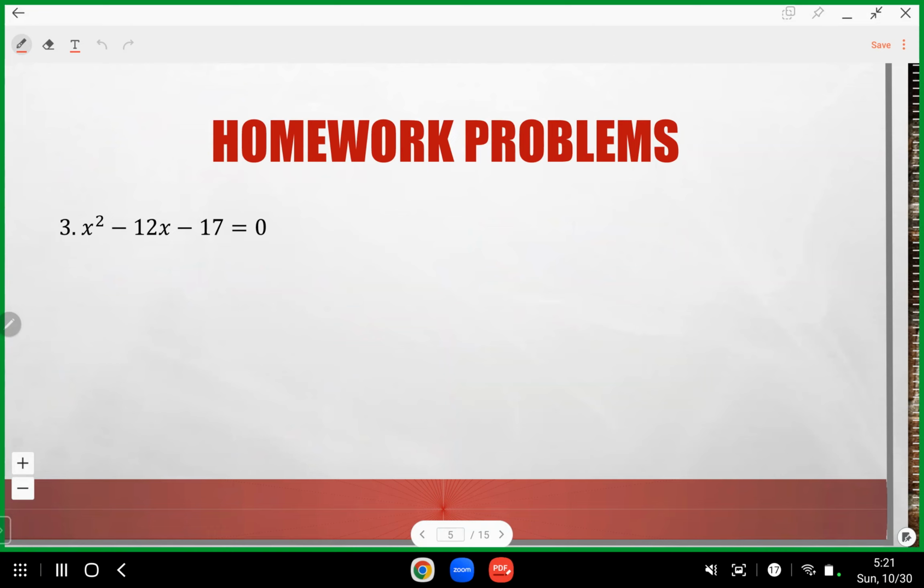All right, so now let's try this one. This probably doesn't seem factorable since 17 is prime, right? It's probably not factorable. So I guess you either complete the square or you use the quadratic formula.